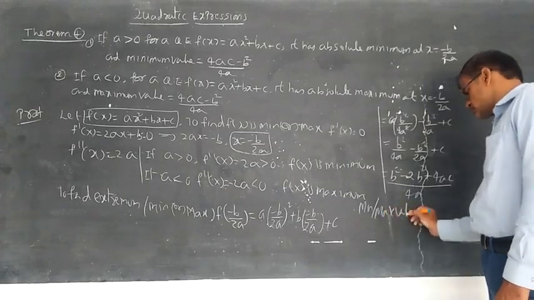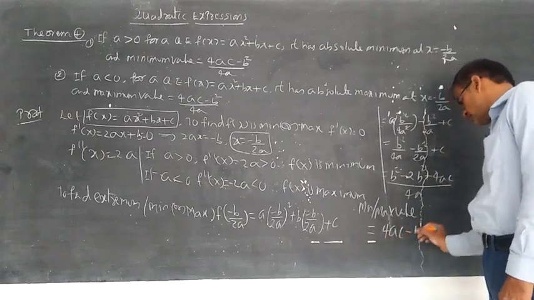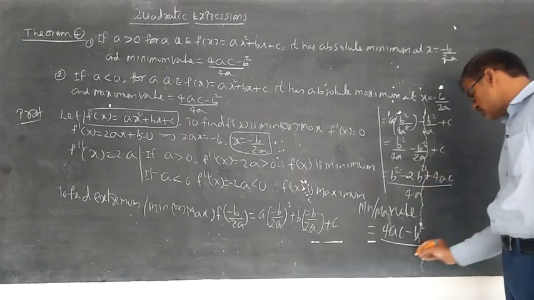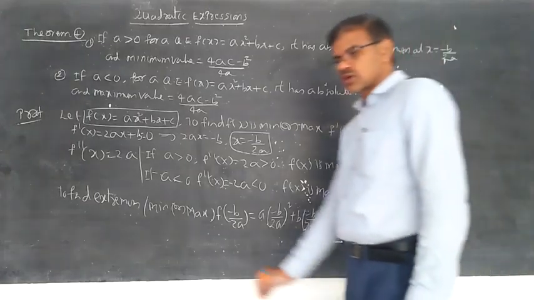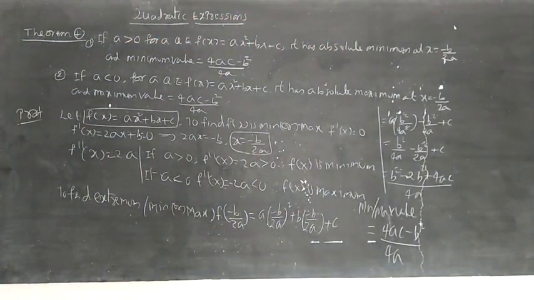The min or max value is equal to 4ac, and b square minus 2b square becomes minus b square, by 4a. So 4ac minus b square by 4a is the extremum value, whether it is the minimum value or maximum value. Whether the function is min or max is decided by the second derivative: if a is greater than 0 it is minimum, and if a is less than 0 it is maximum.